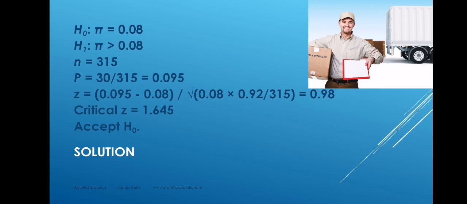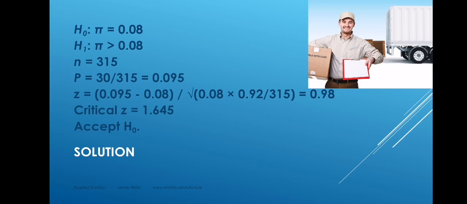H1, the alternative hypothesis, says pi is greater than 0.08. The contract will be violated if it's more than 8% that are late in the population. n, the sample size, is 315, and p, the sample proportion, is 30 over 315, which is 0.095. Now, someone who's very unskilled in statistics might immediately think that the contract has been violated, but that's not true. Just because an individual sample has 9.5% late deliveries doesn't mean that the population does.